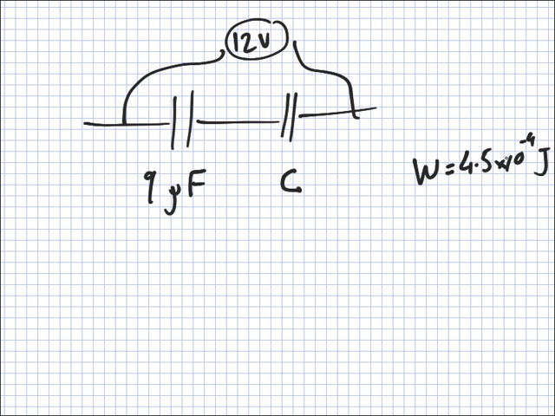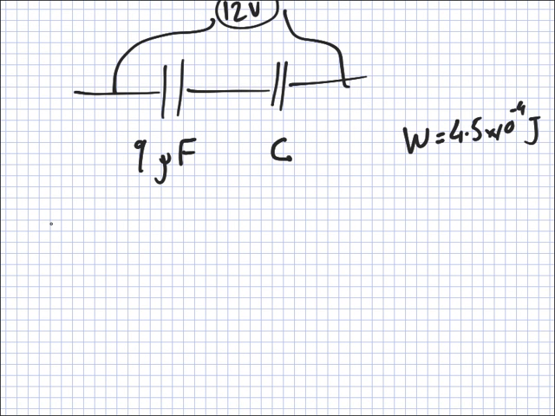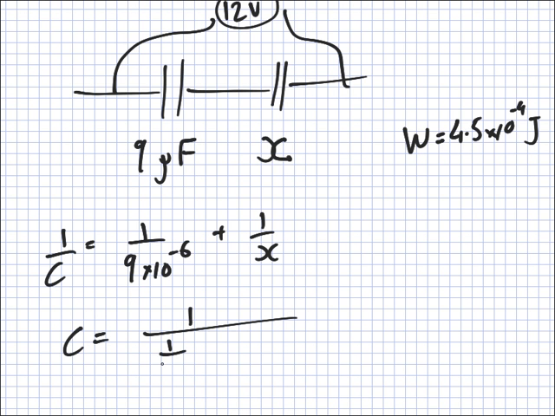The first thing we want to do is combine the capacitors. So how do we combine when they're in series? I'm going to call the second capacitor X. So 1 over C is 1 over 9 times 10 to the minus 6 plus 1 over X. So then C is 1 over that. We could simplify that. I'll do that in a moment.